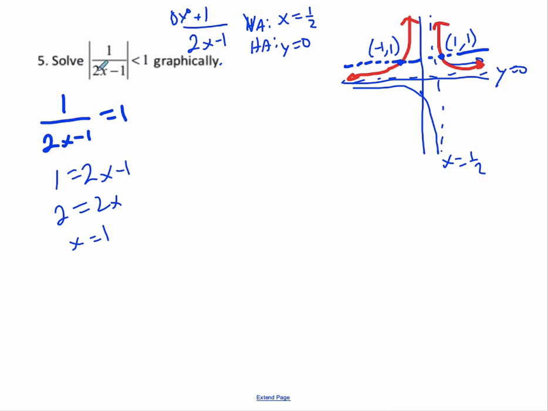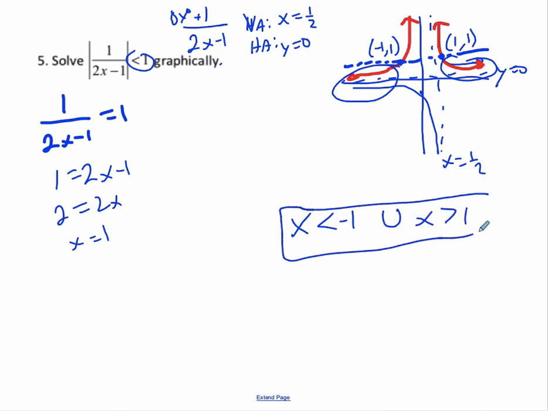And we're looking for when this function is less than 1, that would be in this region and in this region. So when x is less than negative 1, union x is greater than 1 is our solution.